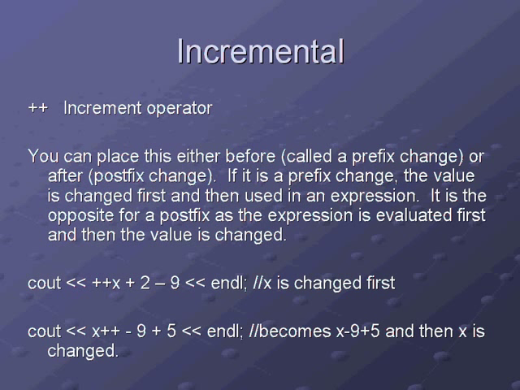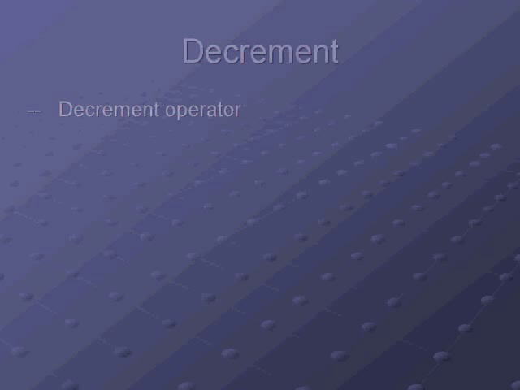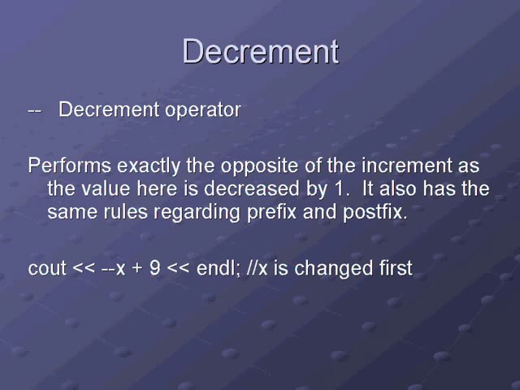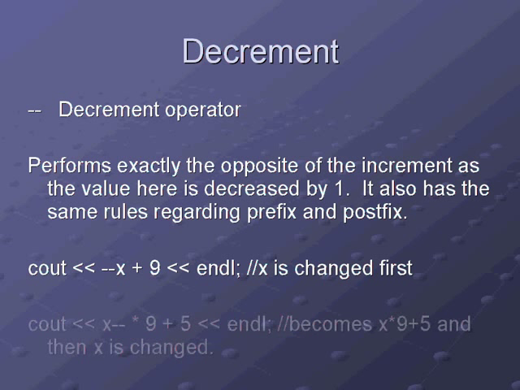So conversely, you have a decrement operator, denoted by --, and it performs exactly the opposite of the increment operator, as the value here is decreased by 1. But it does have the same rules regarding prefix and postfix. So cout --x plus 9, the x is changed first. Cout x-- times 9 plus 5 becomes x times 9 plus 5, and then x is changed.